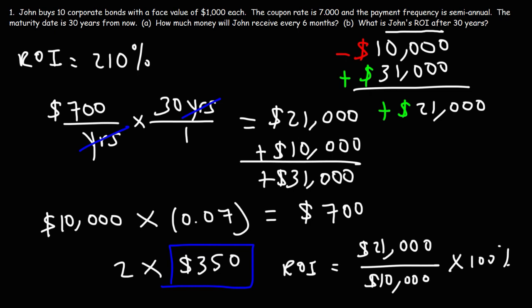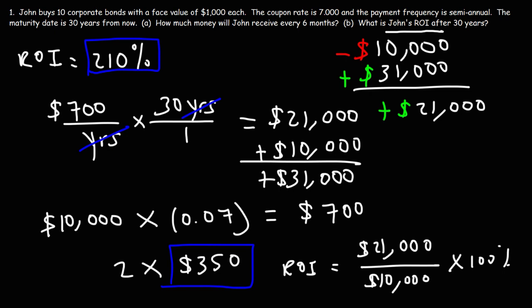It's pretty low, but bonds are less risky than stocks. So you do get a lower ROI, but nevertheless, there's more safety when investing in bonds. So that's the answer for part B. That's his return on investment after 30 years.